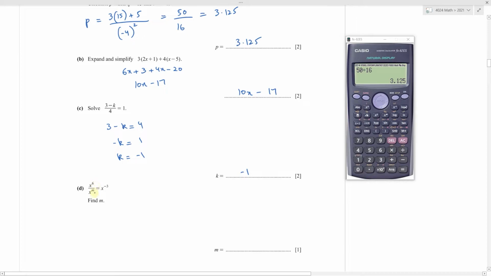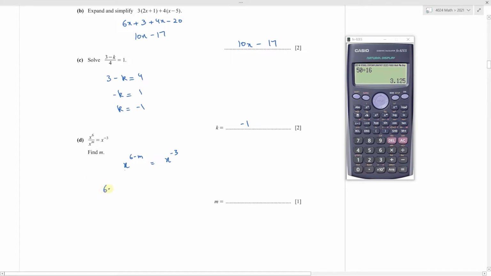Part D is x power 6 over x power m equals x power minus 3. Since the base here is the same, both are x, and they are being divided, so the powers will be subtracted. So this will be x power 6 minus m equals x power minus 3. And here the bases are the same on both sides of the equal sign, so I can simply equate the powers.